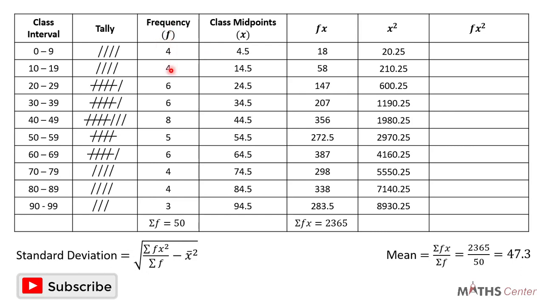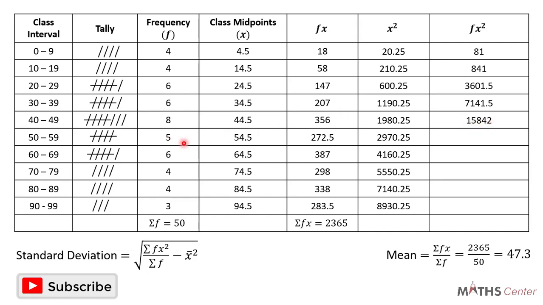Now that we have the x squared values, we can find fx squared. So you multiply the f values, that is the values we have in this column, by the x squared values, that's the values we have in this column. So 4 times 20.25 is 81. 4 times 210.25 is 841. 6 times 600.25 is 3601.5. 6 times 1190.25 is 7141.5. 8 times 1980.25 is 15842.